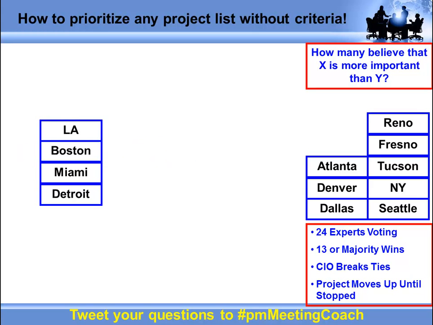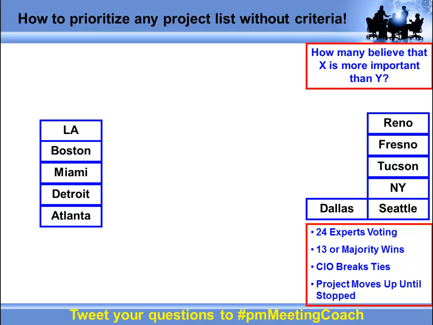I grab another one. How many people believe that Project Atlanta is more important than Project Detroit? 10. How many people believe that Project Detroit is more important than Project Atlanta? 10. We have a tie. Okay, so the CIO says, nope, Detroit's more important. So I just put Atlanta at the bottom of the list. There's no reason to rank Atlanta against Boston or LA, because we know already that Atlanta's not even as important as Detroit. So we're not going to spend any more time. We're just going to move right on to the next one.